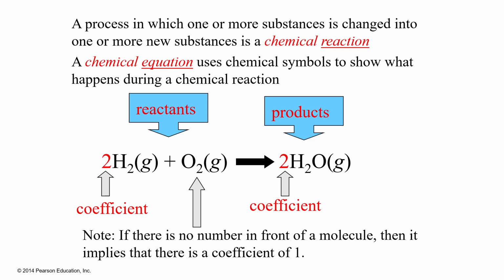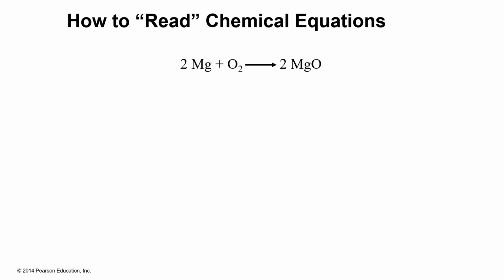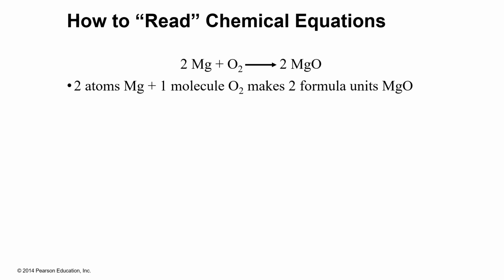Now, just like in language, how would you read a chemical equation? Let's look at this one here. How would we read this? Well, there's several ways we could read it, just like any equation, from left to right. 2 atoms of magnesium and 1 molecule of oxygen makes 2 formula units of MgO, or magnesium oxide.